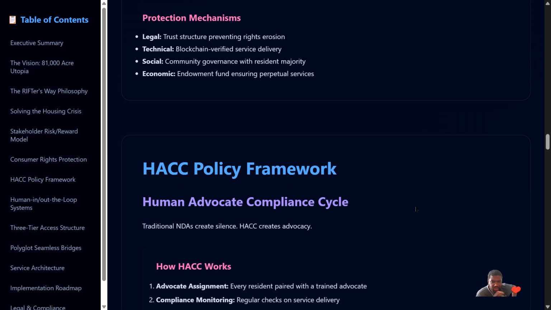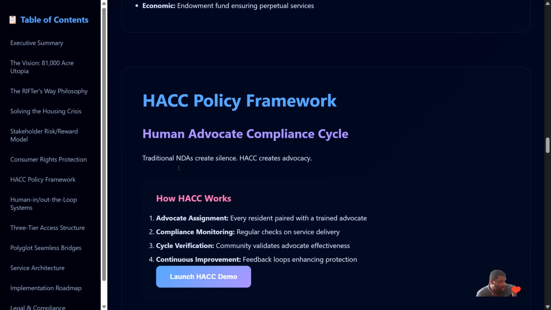So right now I'm in my hostel. I just take a picture of this place. It's disgusting. So this is the human advocate compliance cycle.